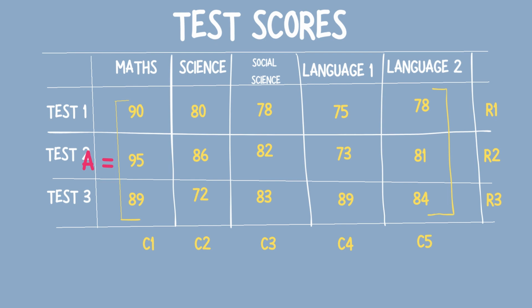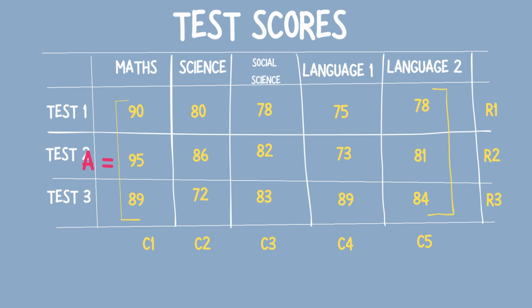Before we move further, let me ask a quick question here. What is the order of this matrix? Yeah, you're right. It is 3 by 5, as we have 3 rows and 5 columns.